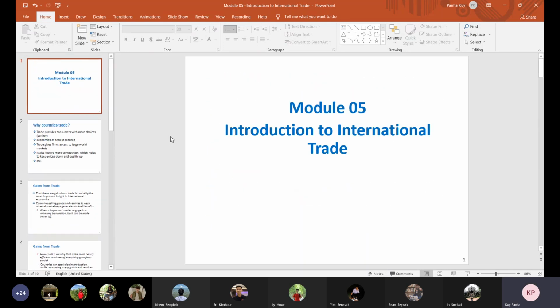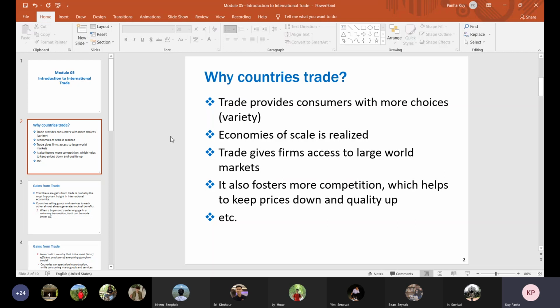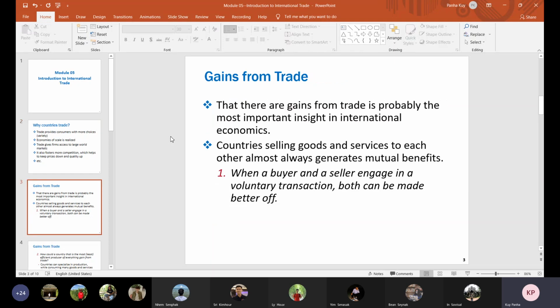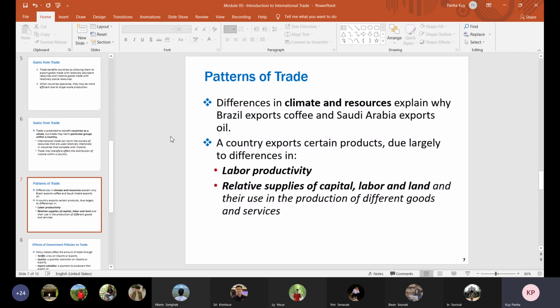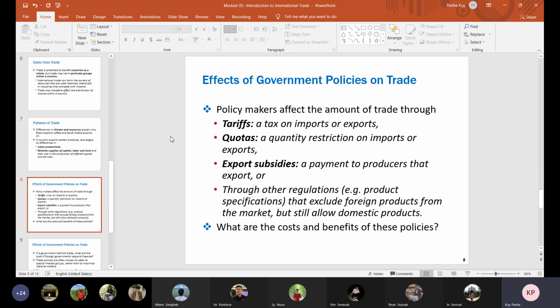These are the theory. First we need to understand why you do that. Second, people discuss the benefit of doing so, and then how it looks and how countries make their decisions in terms of producing things. That will be developed in international trade theory, and then we also look at the effect of government intervention. So the policymaker affects the amount of trade through what are called trade barriers: tariff, quota, export subsidy, and other regulations. The government can also play a role here.